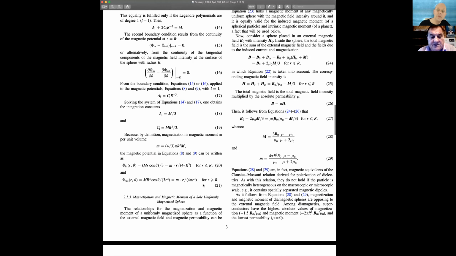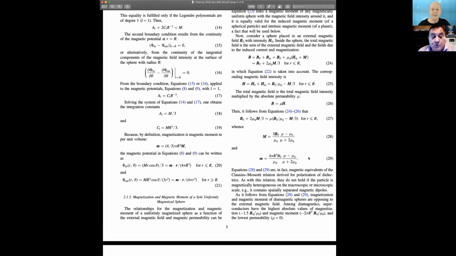And they, in fact, look like the magnetic equivalent of the Clausius-Mossotti relations derived for polarization in dielectrics. It means that we are on the right way. We didn't make any big mistakes. From 28 and 29, we see the magnetization and magnetic moment of diamagnetic spheres are opposing the external magnetic field. So we are working with diamagnetic particles.